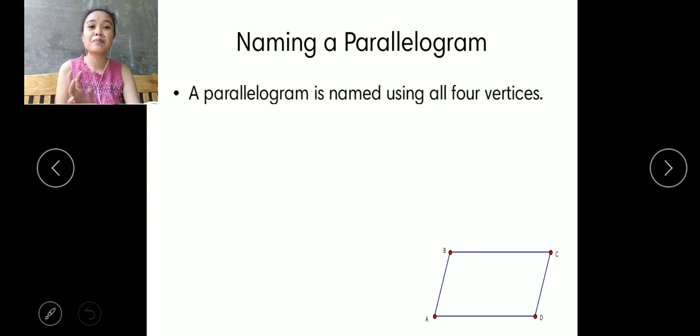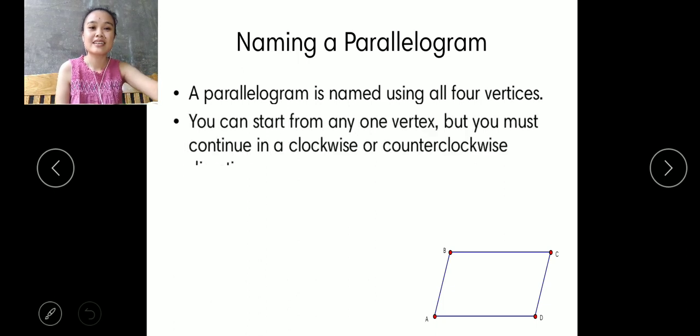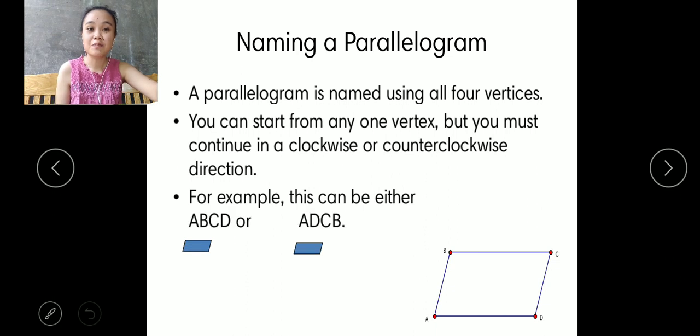Naming a parallelogram. A parallelogram is named using all vertices. You can start from any one vertex, but you must continue in a clockwise or counterclockwise direction. So for example, this can be either parallelogram ABCD or parallelogram ADCB.